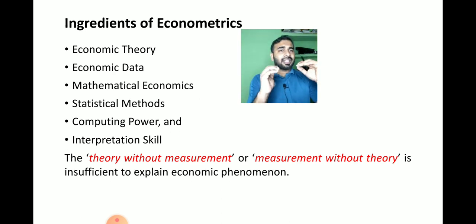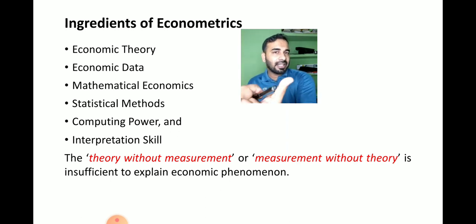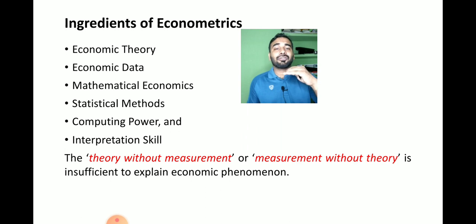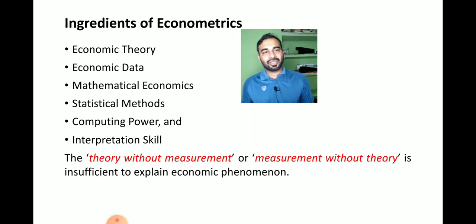Then the computer will do the operations. If we give some command, the computer will perform the command. But the computer will not interpret the result. So it is the duty of the econometrician to interpret the result given by the computer software. For that purpose we need interpretation skill. So interpretation skill and computing power are the most crucial ingredients of econometrics, along with statistics, mathematics and economics.